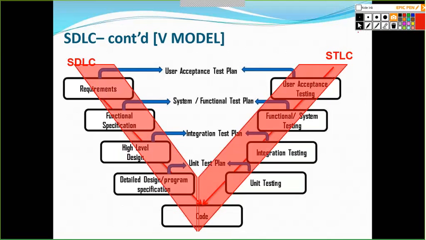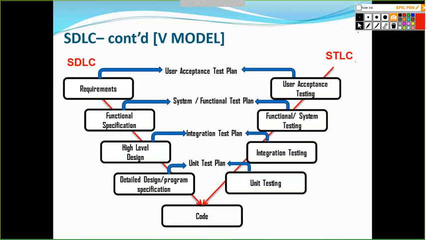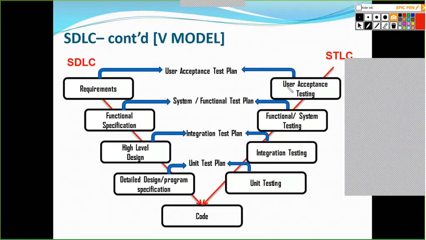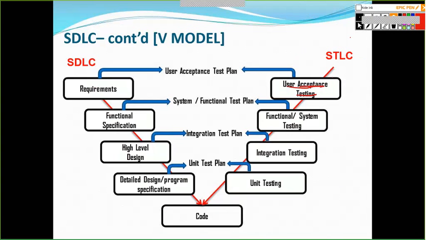Now coming back to the V model, let me go back. Can anyone tell me how I do user acceptance testing? What is user acceptance testing? We saw that in today's class. What are the two types? Yes, alpha and beta.